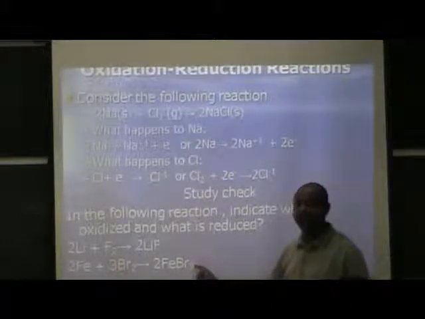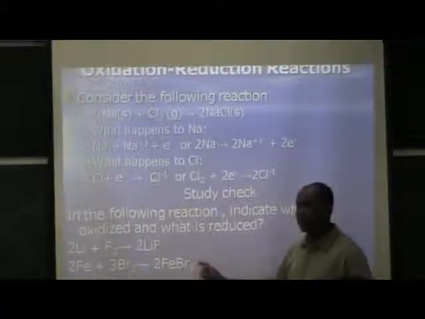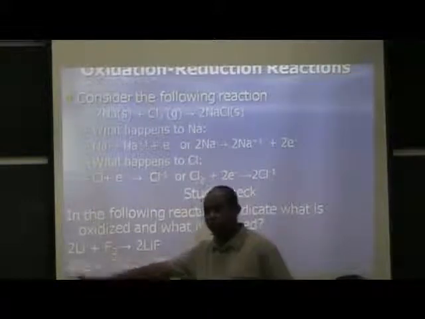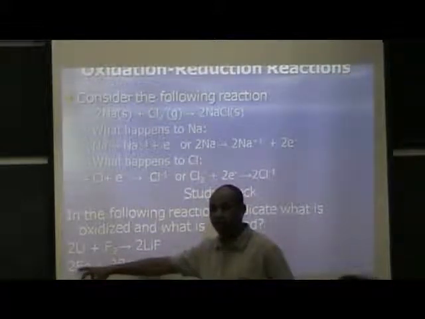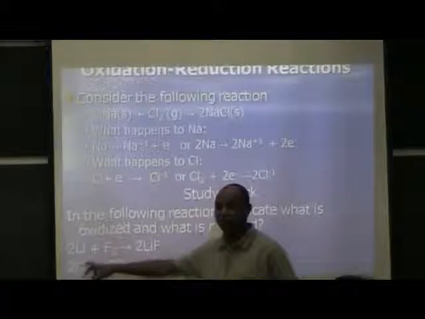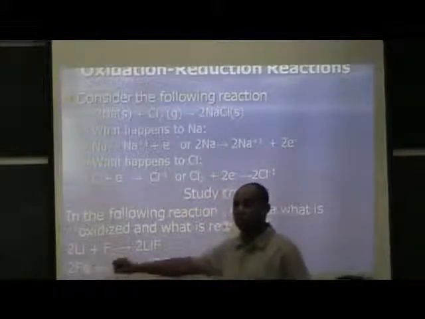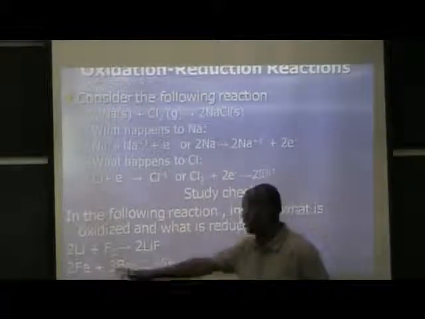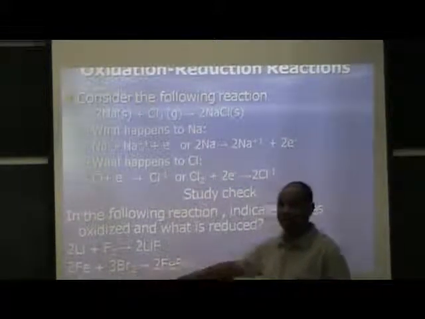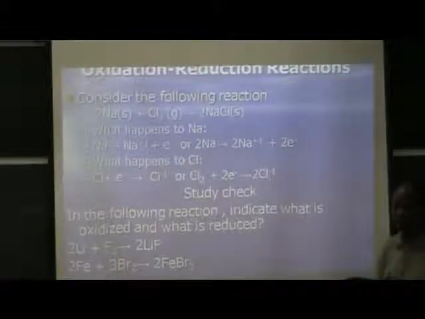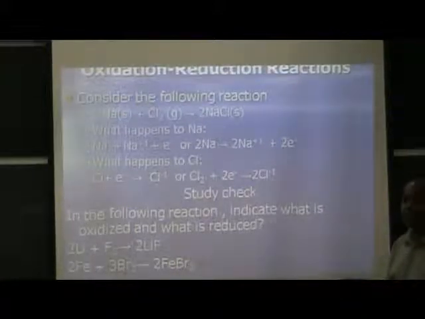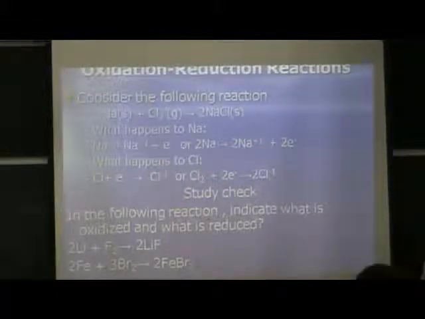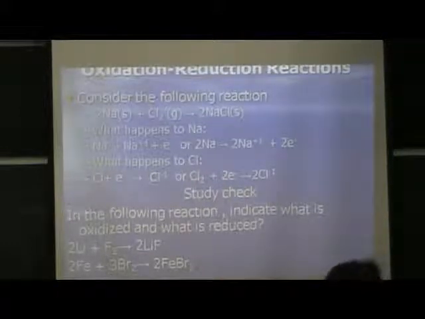Okay, is everybody clear with that? Because we have the 3 here, that means iron lost 3 electrons, but since we have 2 atoms of iron, 2 times 3 is going to be 6. 6 electrons lost by iron and 6 electrons gained by bromine. So always the number of electrons lost by a metal has to be the same as the number of electrons gained by the non-metal. They have to be balanced. That's how a redox reaction is defined.